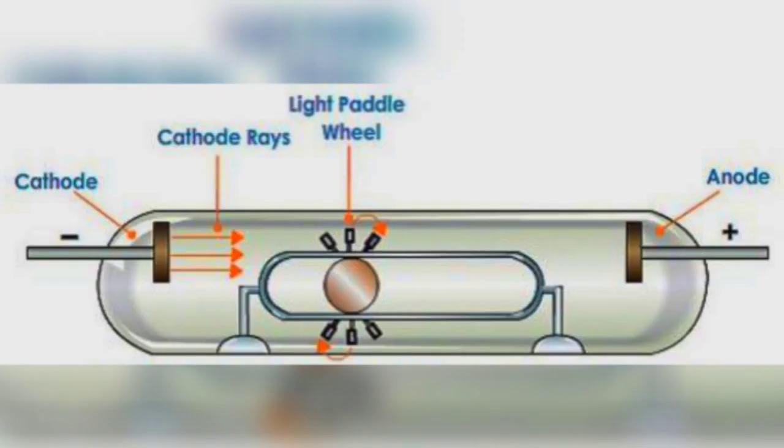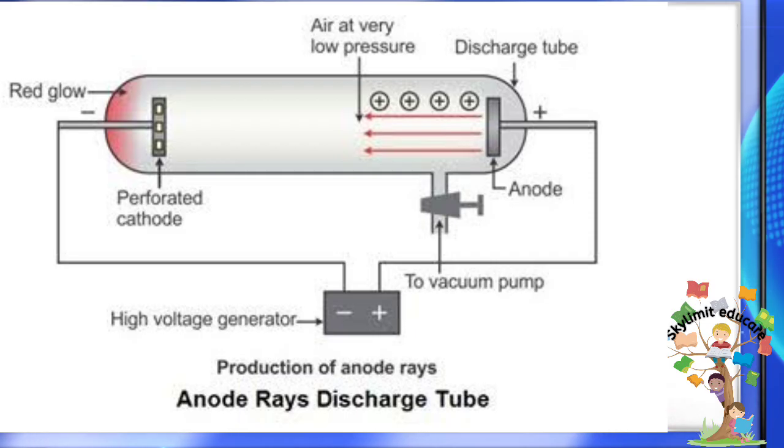In the fourth image, students, you can see how small paddle wheels were placed on the path of the cathode rays. And with the help of this setup, what was concluded? That cathode rays do have kinetic energy, and they are able to produce what? Mechanical effects. And in the next image, you are able to see the same discharge tube setup, but this time for the discovery of the anode rays, and how red glow or red fluorescence was observed behind the perforated cathode. So dear students, now let us come to today's topic, that is the discovery of nucleus.